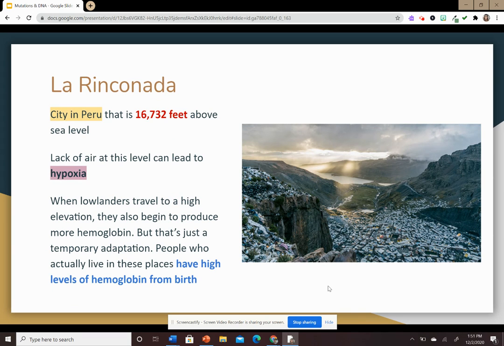Now, this one isn't necessarily a mutation. I guess it would be more of a adaptation, a genetic adaptation. But I still want to include it because I think it's really interesting. So in Peru, right? Peru is in South America. There is a city called La Rinconada, and it is 16,732 feet above sea level.